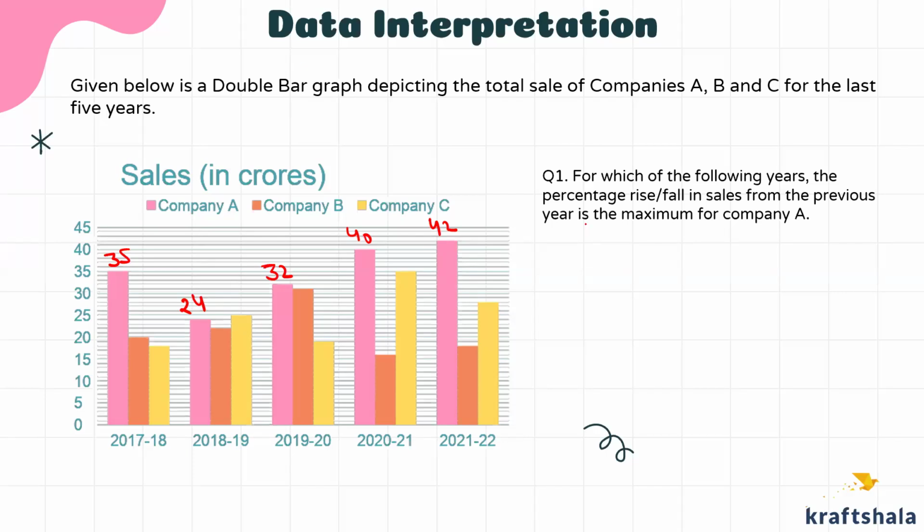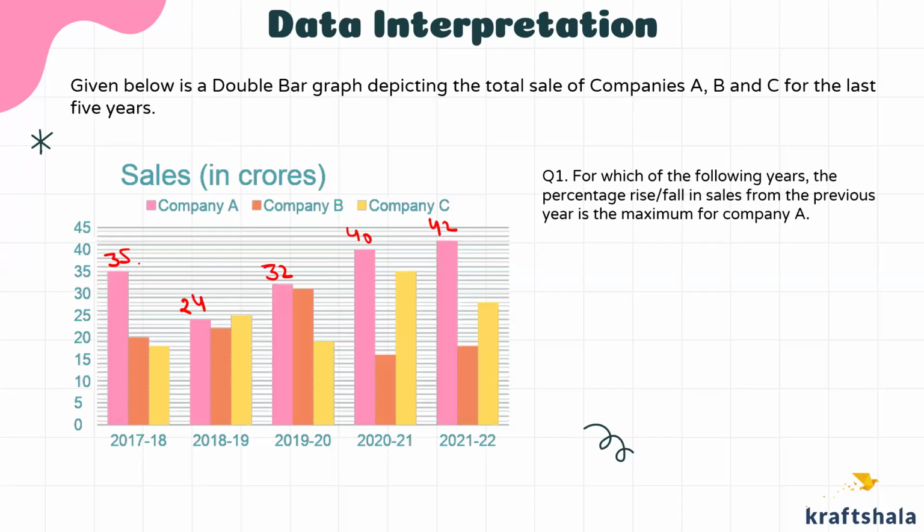All right, so let's try. So for which of the following years the percentage rise or fall in sales is highest? So basically you don't have to tell separately that percentage rise is highest in this and percentage fall is highest in that. Not like that. It means whichever value is higher in magnitude, whether it's rise or fall, you have to tell that year.